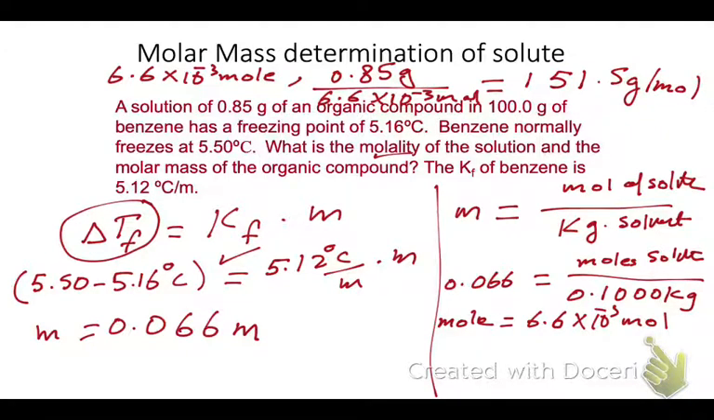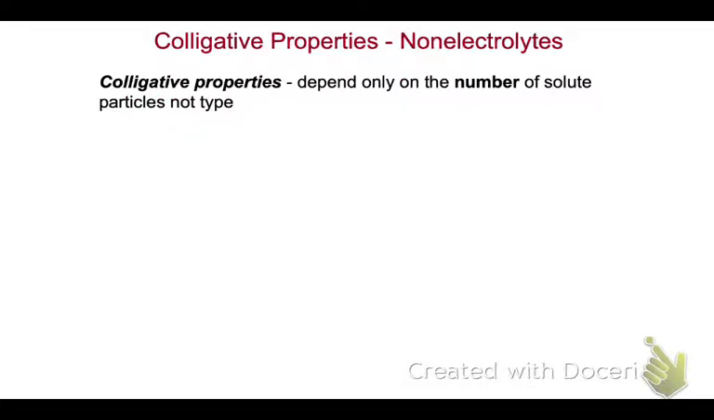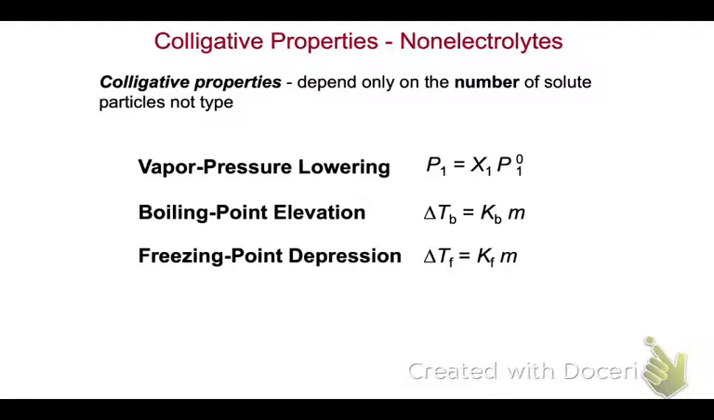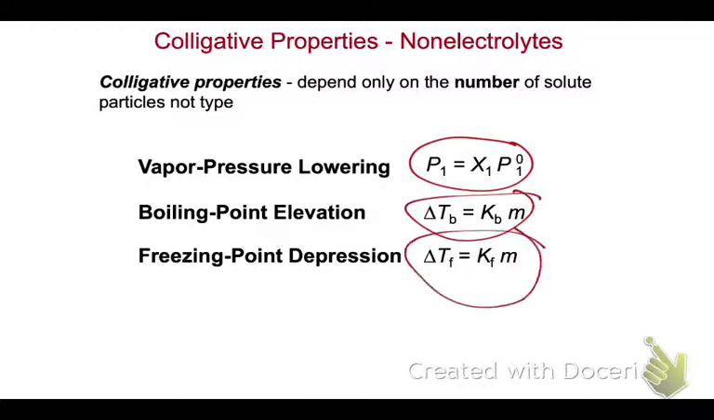All right, let's move on to the next slide. Colligative property, as we said, depends only on the number of solute particles and not the types. The ones we already have looked at are vapor pressure lowering, boiling point elevation, and freezing point depression. You do need to know the equations related to each one of them so you are capable of solving problems about them.